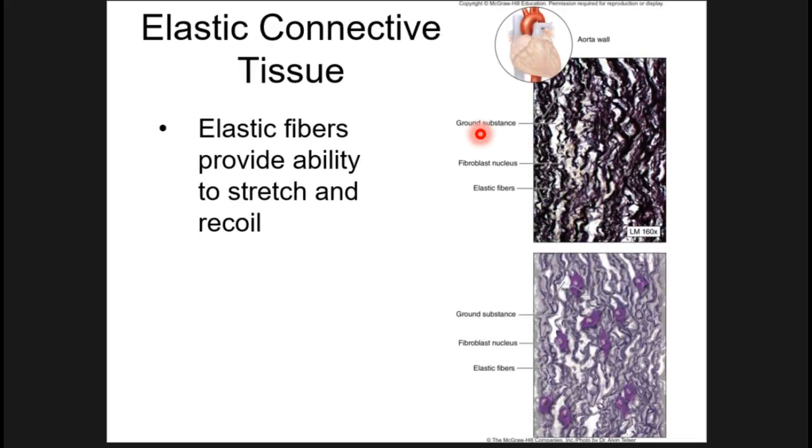Here's another dense and irregular type, but it is stained very darkly and completely filled with elastic tissue. So we're going to call this elastic connective tissue, even though it's fairly irregular. It's a little irregular, and it is very dense. We're going to call it elastic connective tissue because of the elastic fibers.